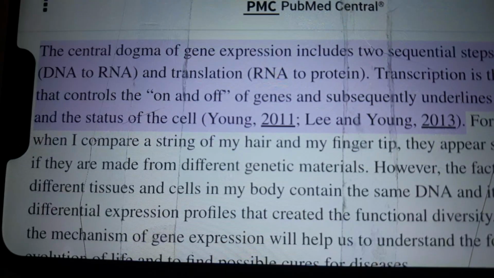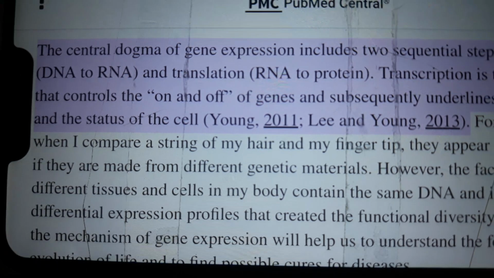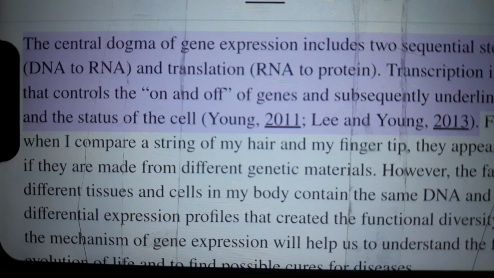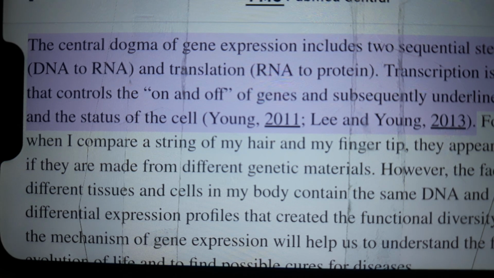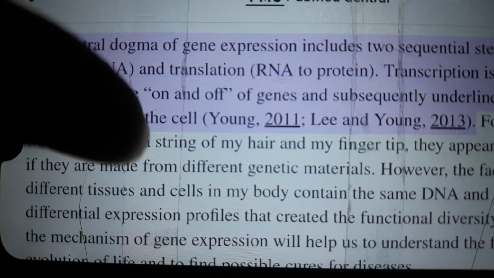The central dogma of gene expression includes two sequential steps: transcription, DNA to RNA, and translation, RNA to protein. Transcription is a key step that controls the on and off of genes and subsequently underlines the identity and the status of the cell.